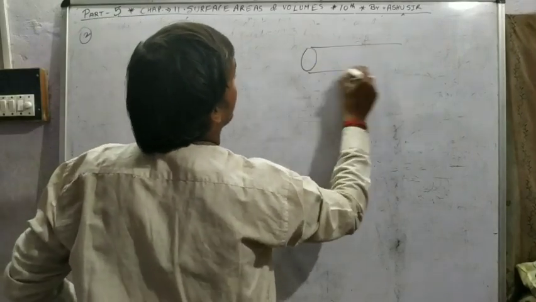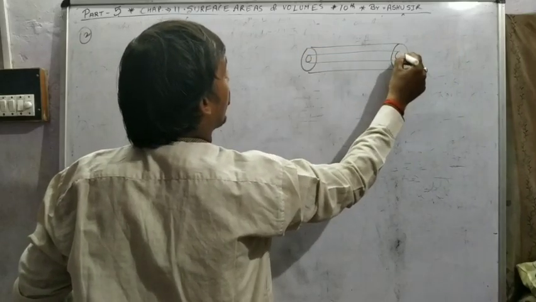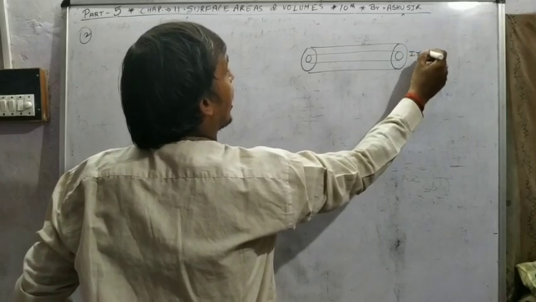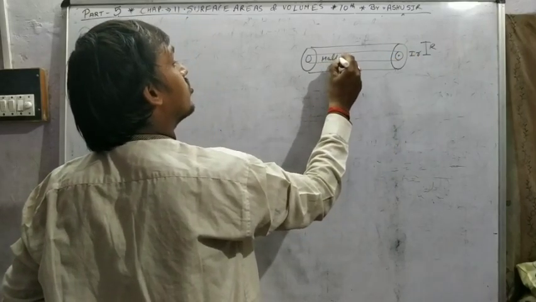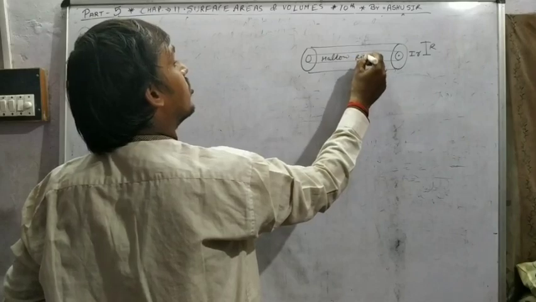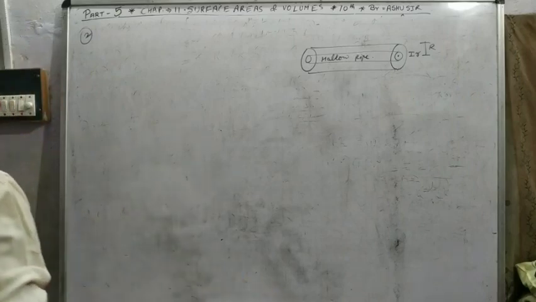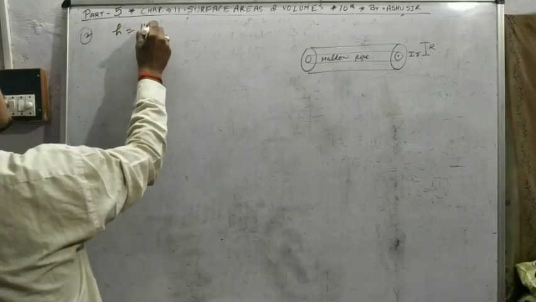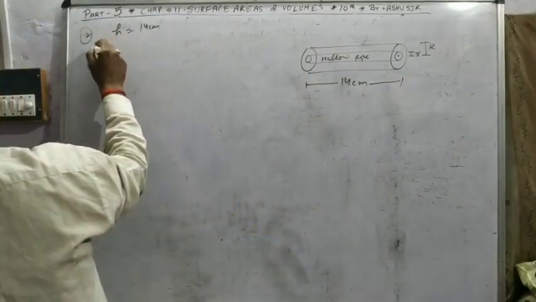This is the shape of the pipe. I know my drawing is not good, but I tried to draw the figure. Small r and capital R. This is the hollow. We want to find the value of small r and capital R. What is given? The difference between outside and inside surface area. The height, meaning the length of the pipe, is 14 centimeter.